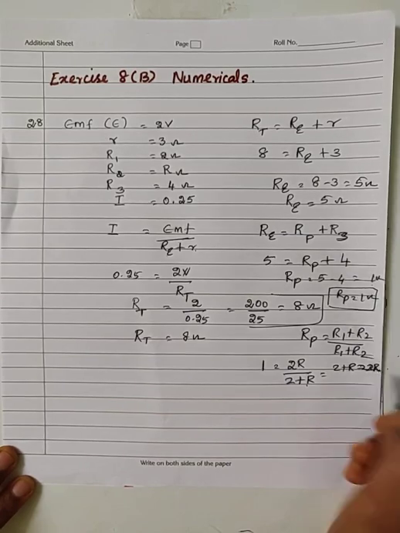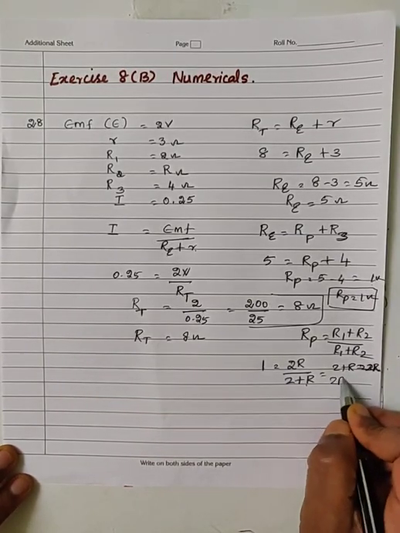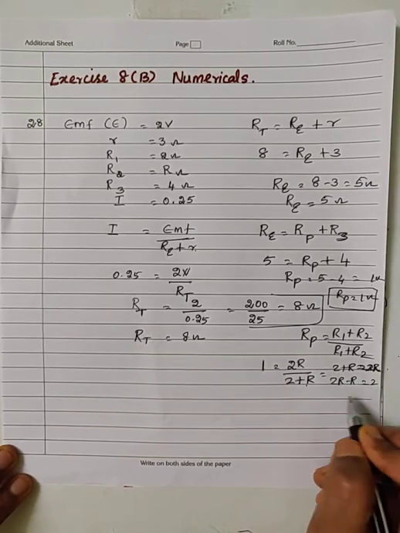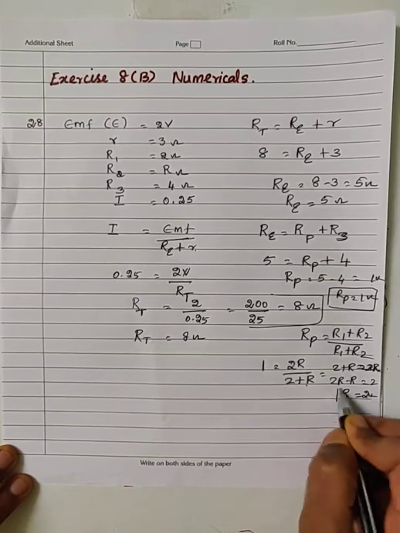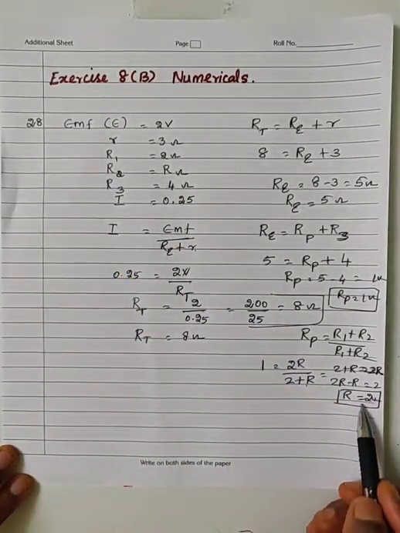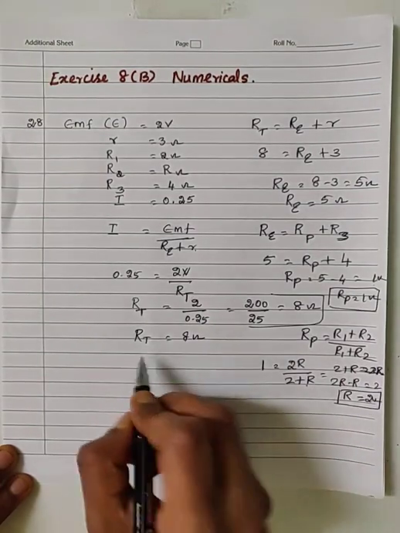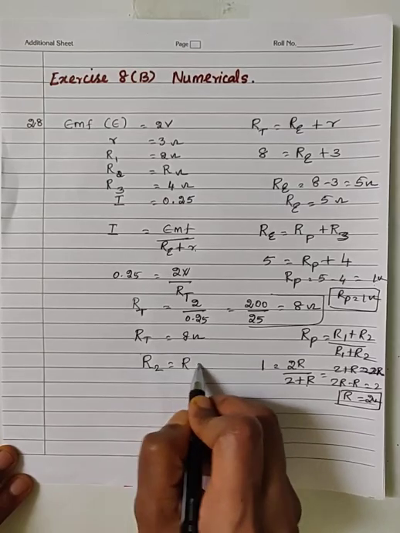2 plus R is equal to 2R. From this I can write 2R minus R is equal to 2. So R is equal to 2 ohm. So the value of the second resistor R2 is equal to R, R is equal to 2 ohm. From this we have calculated the unknown value of the resistor R2 is equal to R is equal to 2 ohm.